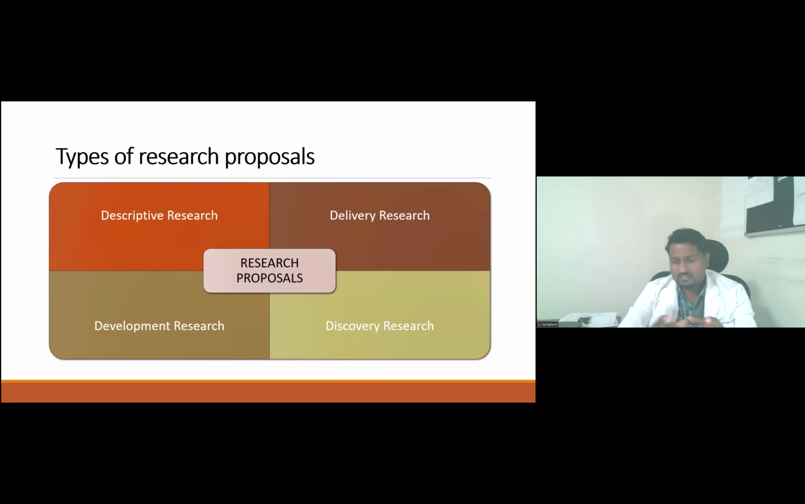Currently, they are dividing this research into descriptive research, delivery research, development research, and discovery research. Descriptive research is basically descriptive in nature, where suppose you want to see the prevalence or do some type of cross-sectional study. Delivery research is basically implementation research. So suppose you found some gaps in the programs where we want to improve the outcome of the program. Those kinds of studies will come under delivery research. Then come to development research.